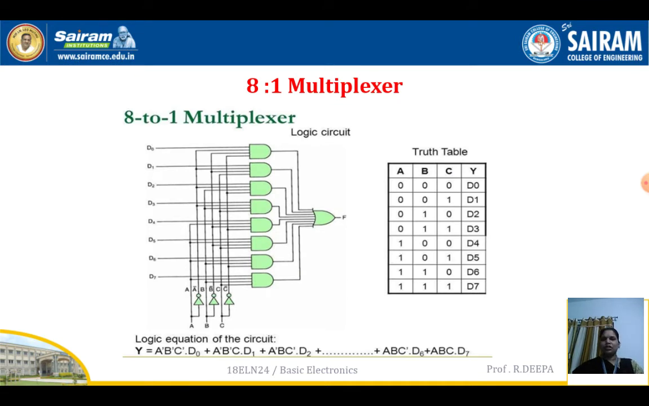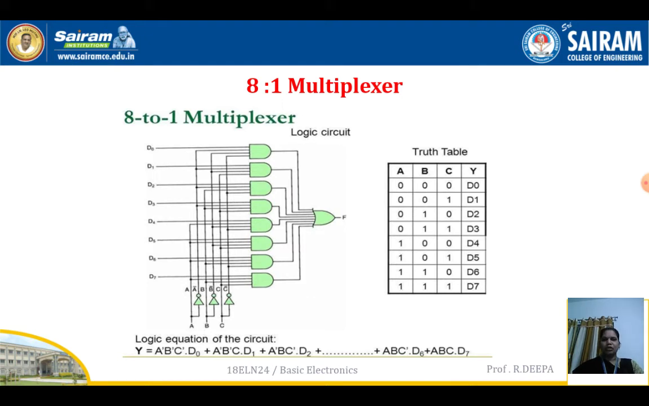Here we have shown the logical circuit of an 8:1 multiplexer. We have made use of 8 AND gates with 4 inputs. One input is the data line, and the other 3 inputs are from the select inputs. Finally, the outputs of all the AND gates are connected to the OR gate in order to add them and obtain the output line F.